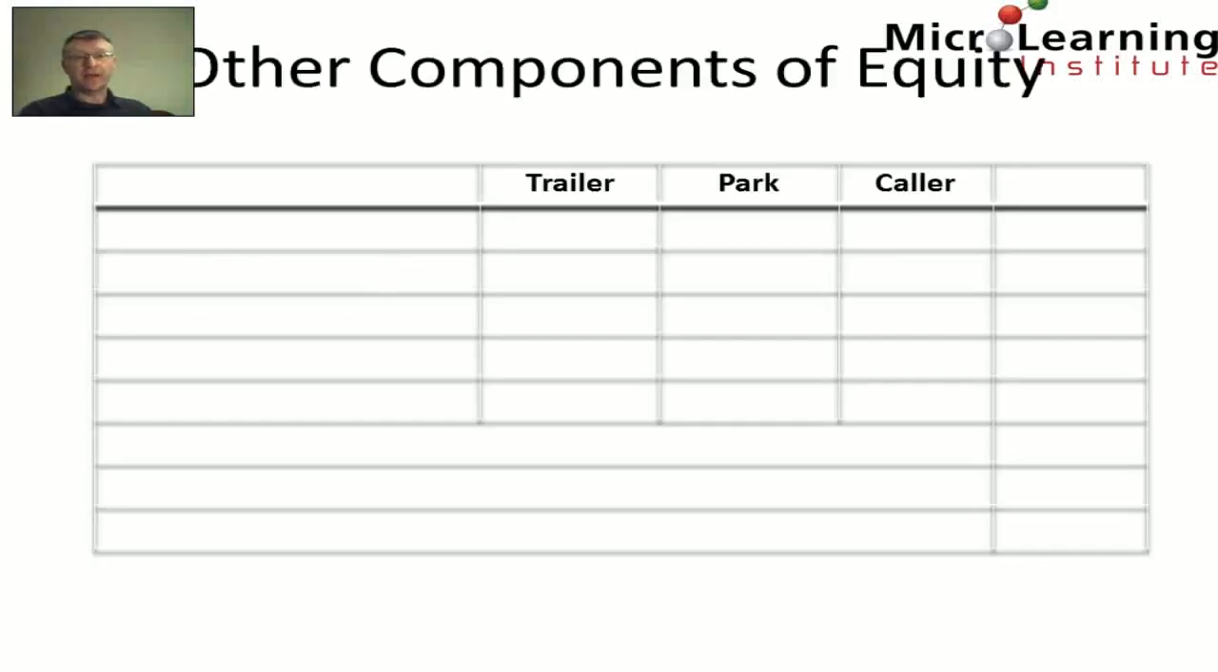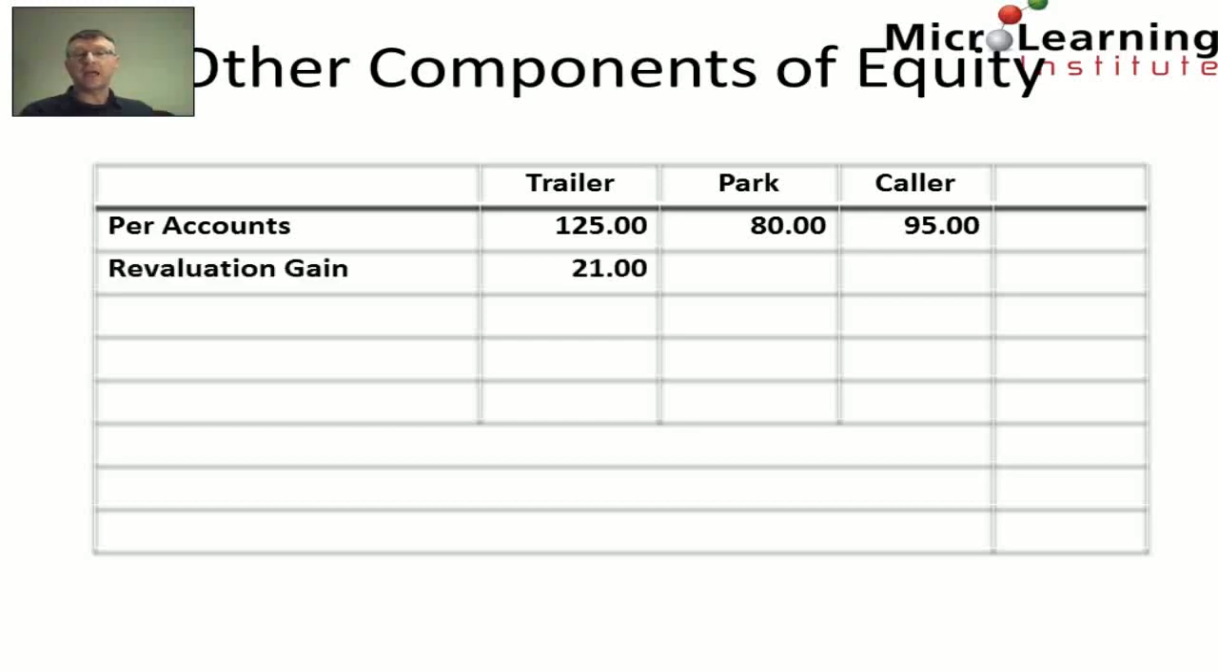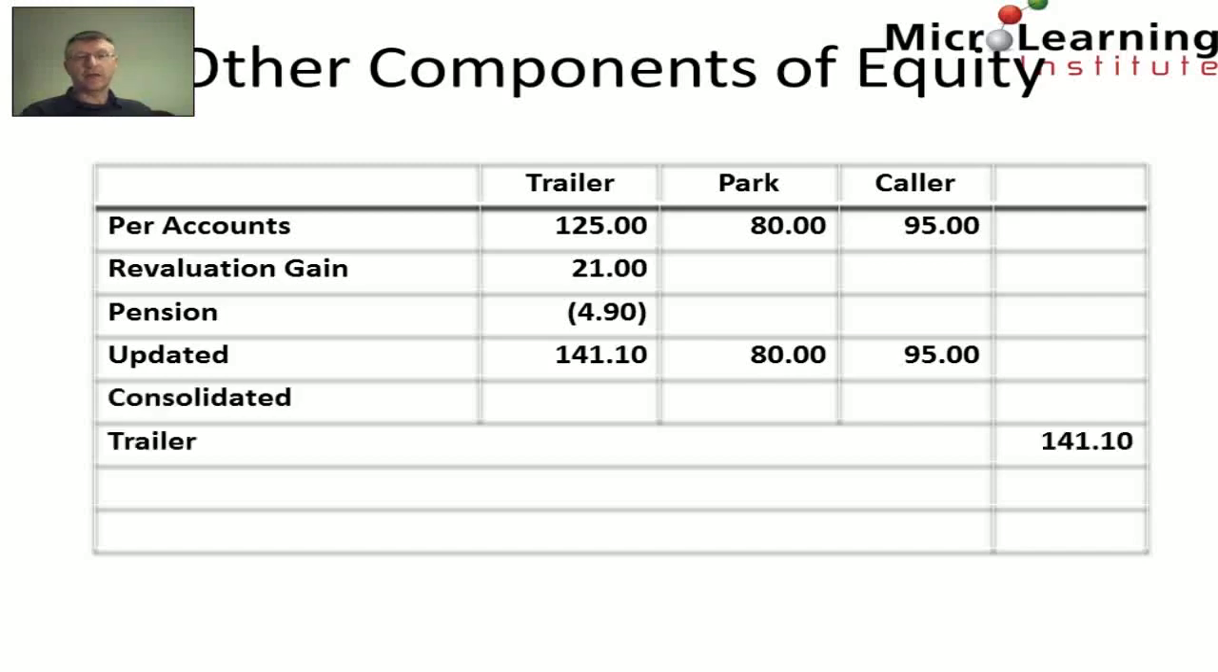Similarly, other components of equity, we can look at the individual accounts of Trailer, Park and Calle. Now we need to make the adjustments to these that reflect the group activity. So the revaluation gain was 21, and of course revaluation gains are recognised in other comprehensive income and other components of equity. The pension remeasurement loss of 4.9 is recognised also in other comprehensive income and other components of equity. So updating these reserves, we get 141.1, 80 and 95 respectively. Similarly to the ordinary reserves, we can now consolidate these.